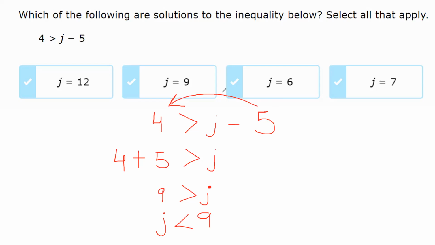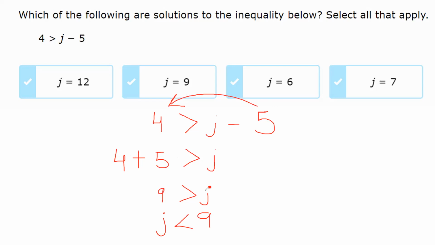We're gonna carry it over the inequality sign. And so we have 4 plus 5. And what is 4 plus 5? That's gonna be 9. So we have that 9 is greater than J, right? 9 is greater than J.